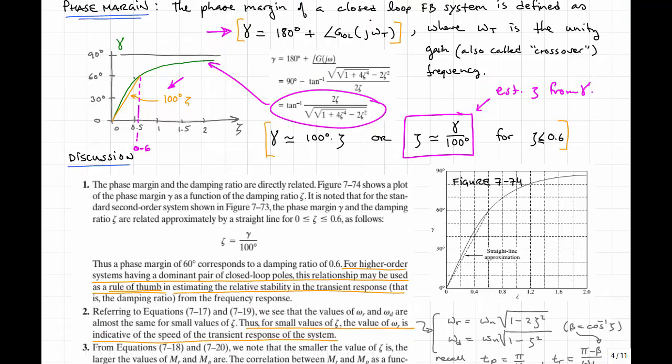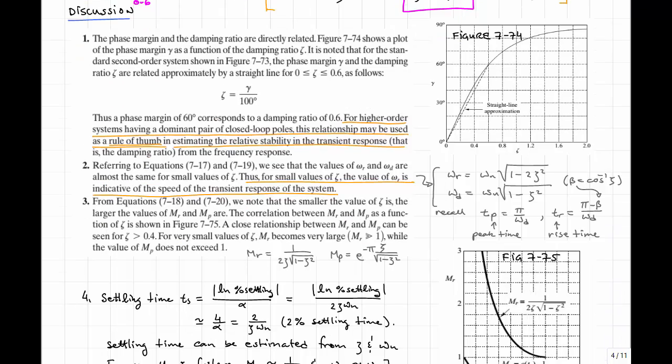So now let's just draw some conclusions from this, and we'll wrap up. Some of this is taken from the textbook. So the phase margin and damping ratio are directly related. Figure 7.74, which is right here, shows a plot of the phase margin as a function of the damping ratio, and we have this approximate expression here that is linear. That's useful for values of zeta less than or equal to 0.6.